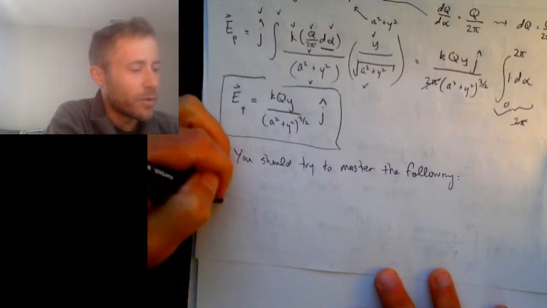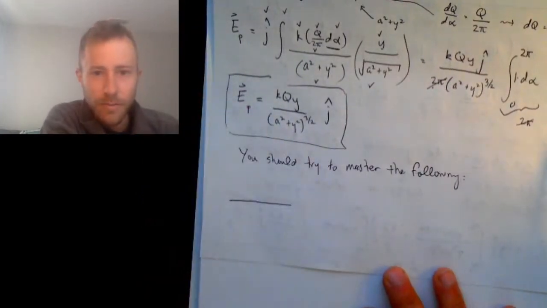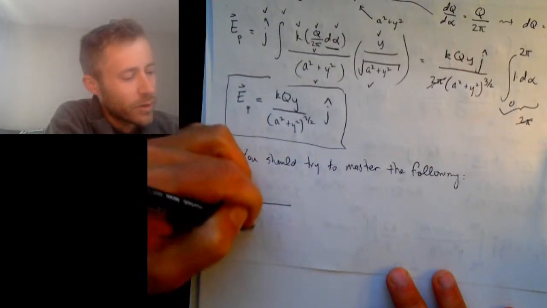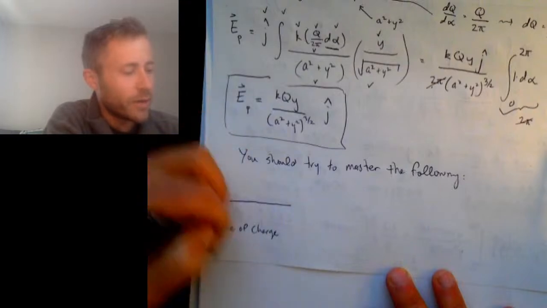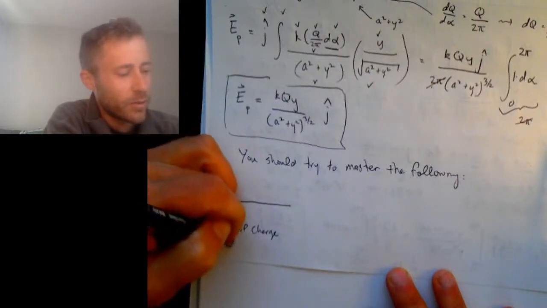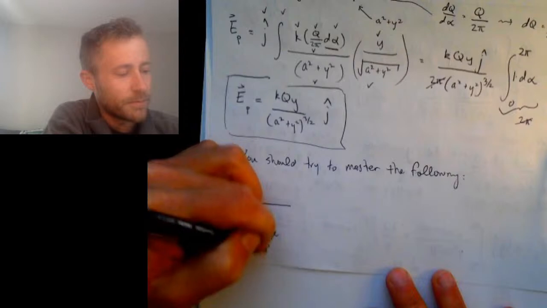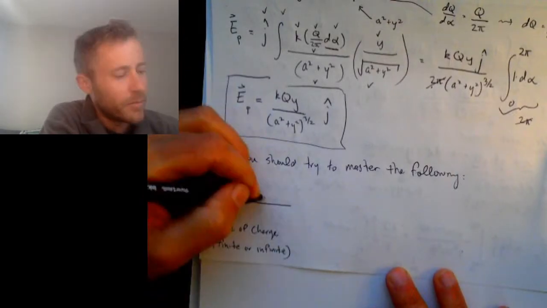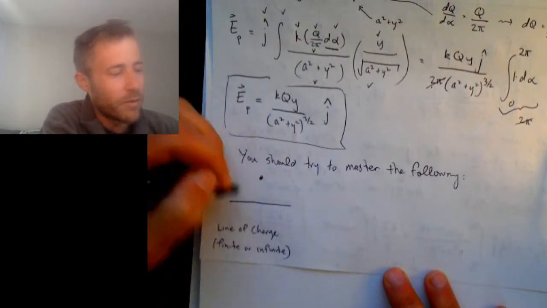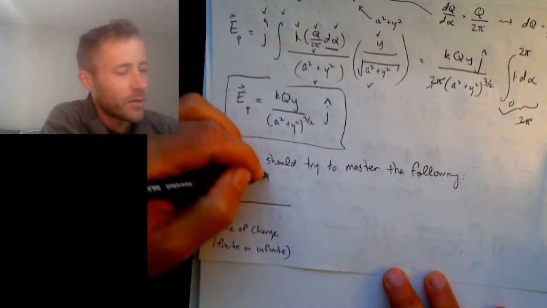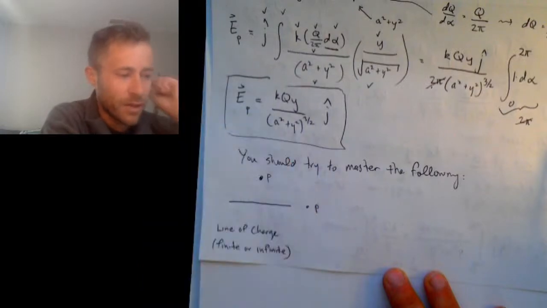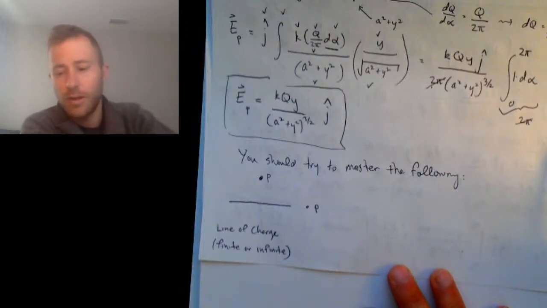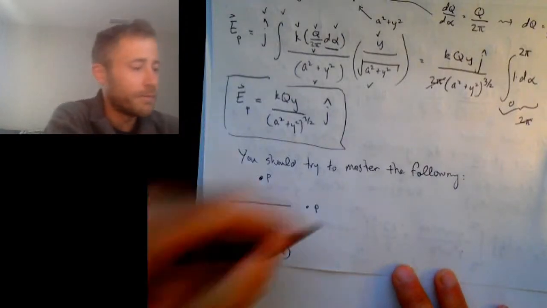You have your line of charge. And the line of charge could be finite or it could be infinite. And your point P could be above the line of charge like this, or it could be in front of the line of charge like that. We've done examples for both, okay? So that's one that you could do, all right?